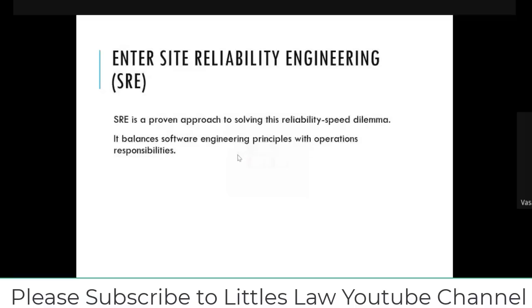Yeah, we'll move to the next slide. Okay, so the next one is site reliability engineering.